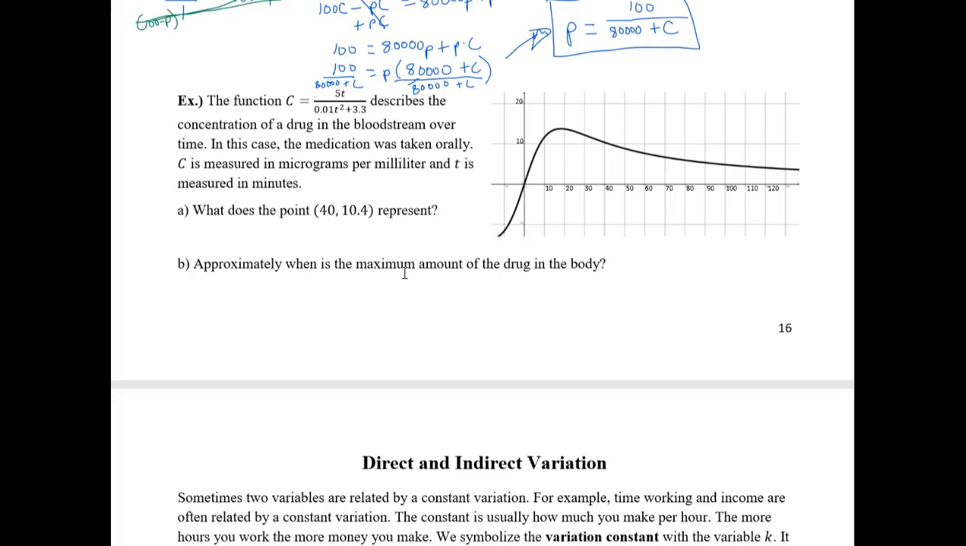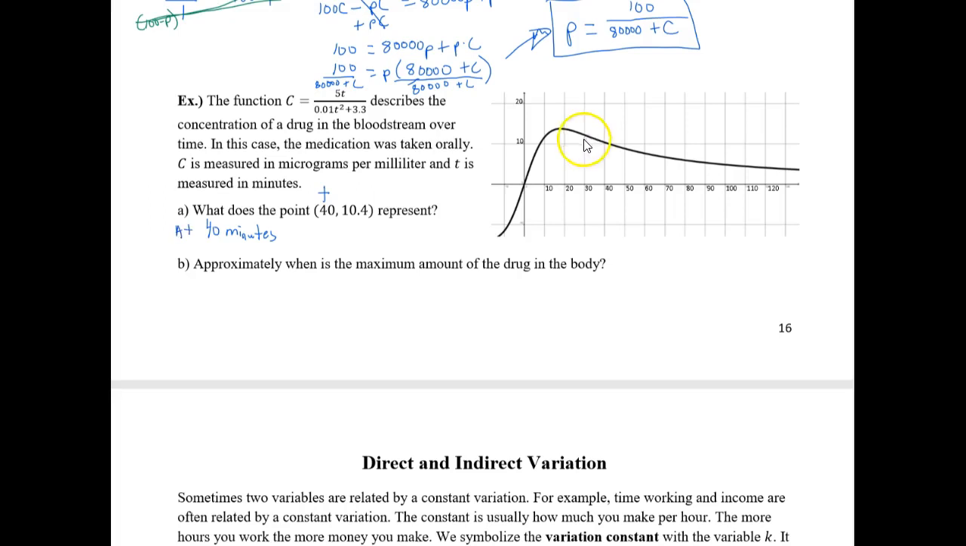So remember, the first coordinate in our pair here is always the input. It's the independent variable. So when I look at this equation and I want to know what the input is, well, that's T. I can input different times and I would get out C. So that first part is T. And remember, time is in minutes. So that says that at 40 minutes, we want to know what's going to happen.